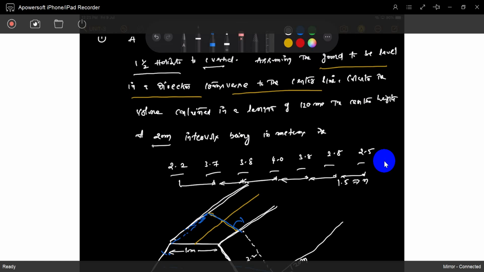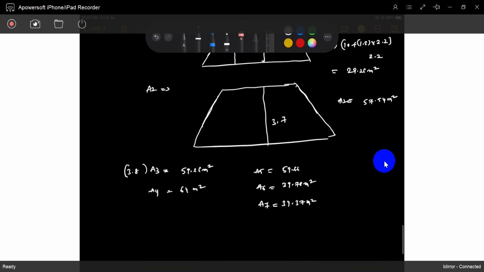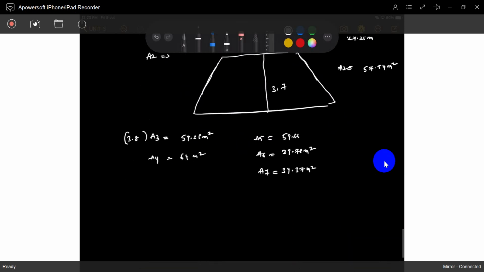So each interval distance is 20 meters. Once you got that, now you can find out the area with respect to the trapezoidal rule. So what is the trapezoidal rule? D by 2, A1 plus A7 (first and last), plus 2 times the remaining A2 up to A6.